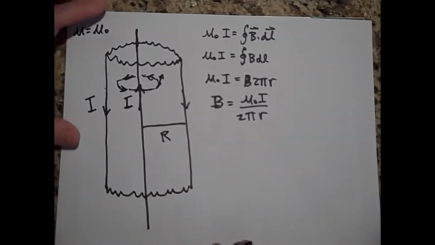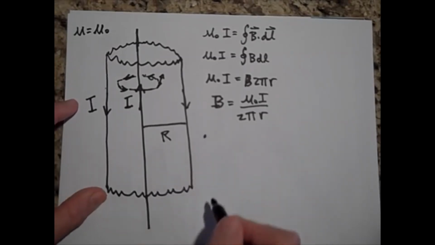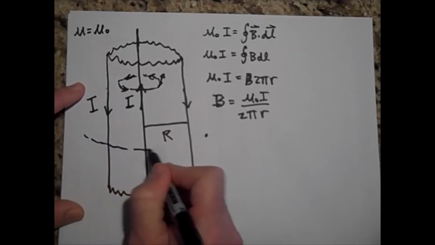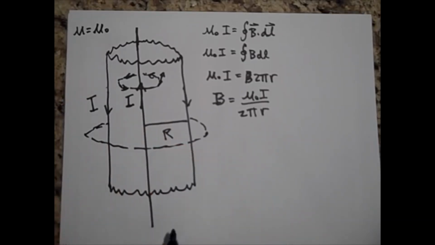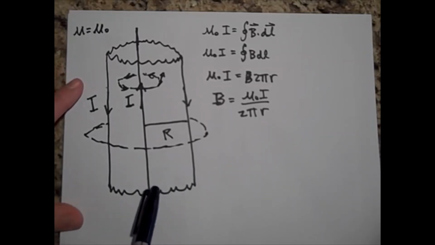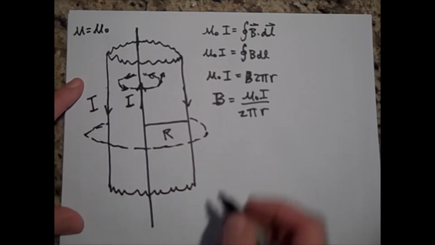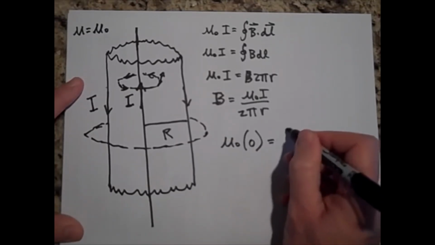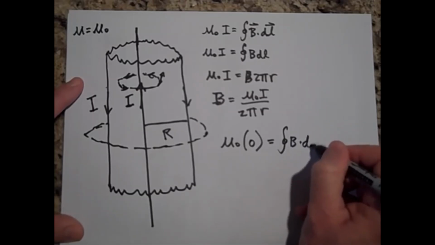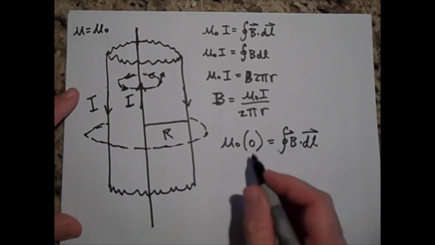Okay, but that's not the interesting thing. The interesting thing is that when I want to know the field out here, and I put my Amperian loop out here, like so, that Amperian loop, if you think about it, has no net current through it. We'll count the current going one way as positive, the current coming down the other way as negative. And so out here, mu naught times 0 is equal to the closed loop integral of B dot dl. And so the point is that the B out here is going to be 0.